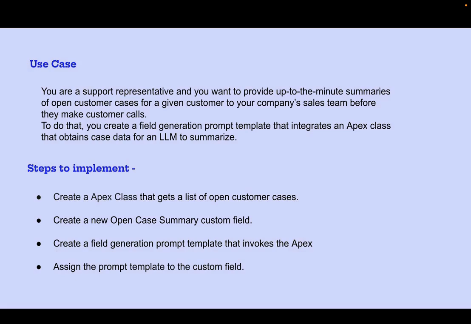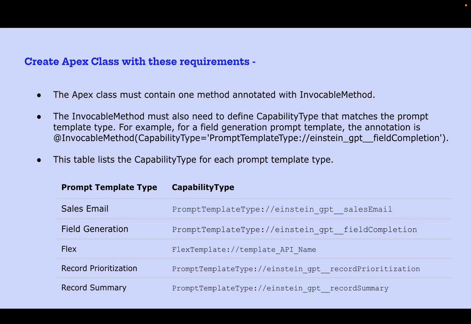And to implement this, there are a few steps that we are going to see. The first one is we have to create an Apex class that gets a list of all the open customer cases. Next, we will create a custom field to store the open case summary. Then we'll create a field generation prompt template that invokes the Apex, and finally we will assign that prompt template to our custom field. Now let's get started with the Apex class, but before that let's see some prerequisites that we need to keep in mind while creating our Apex class.